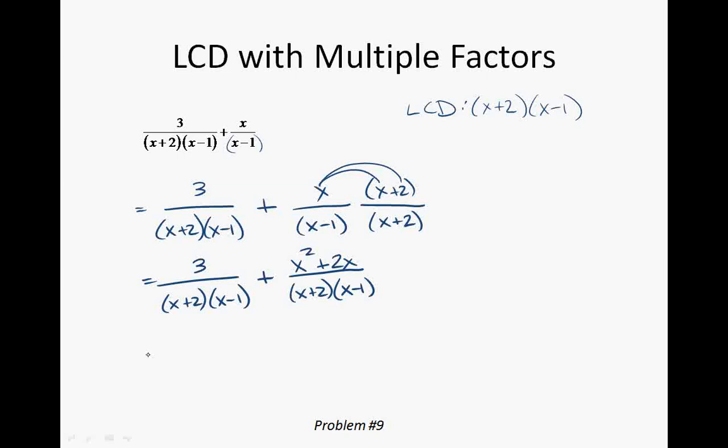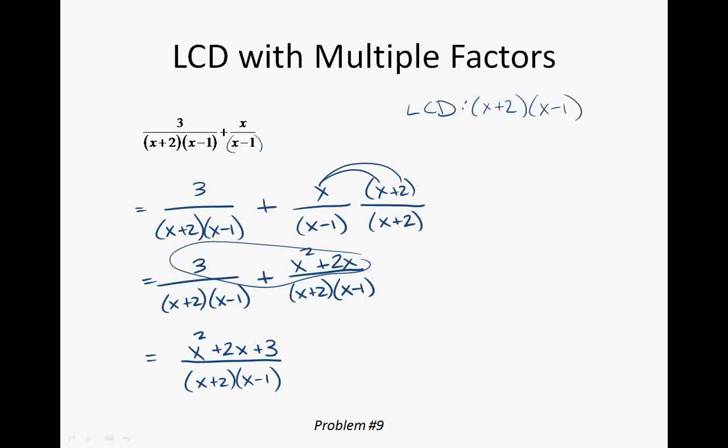So now that we have our like denominators, we get x plus 2 times x minus 1 on the bottom, and then the numerators, 3 plus x squared plus 2x. None of those terms are like, and while I'm at it, I'm going to go ahead and put it in descending order. So x squared plus 2x plus 3 over x plus 2 times x minus 1.